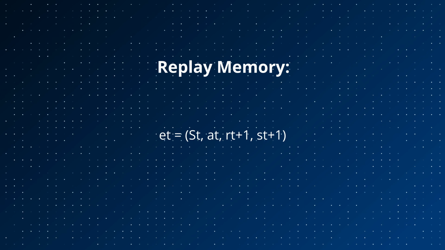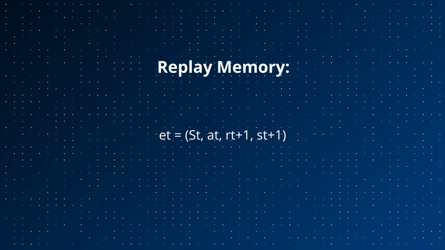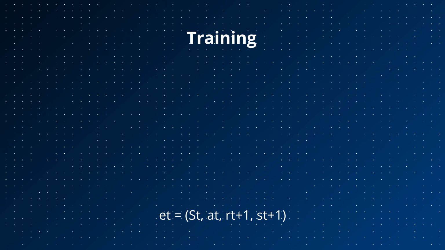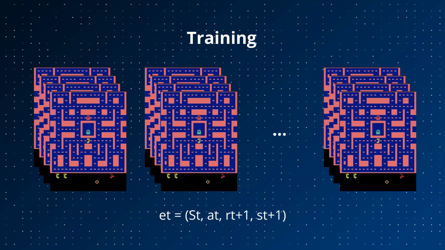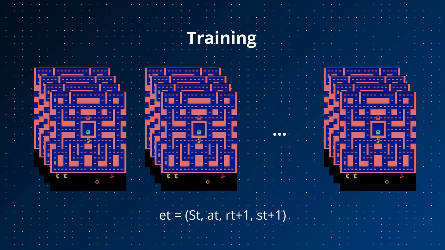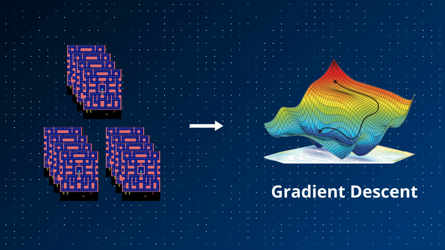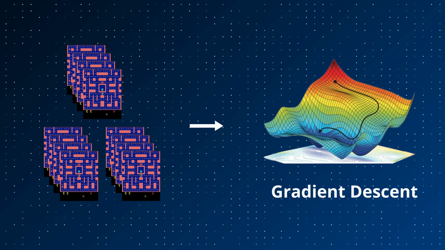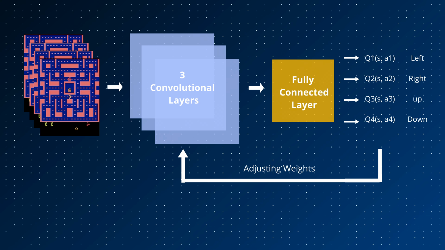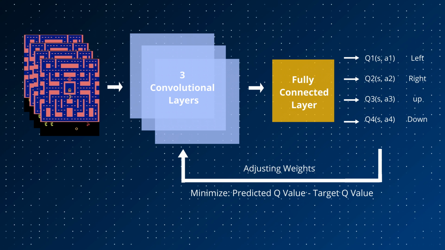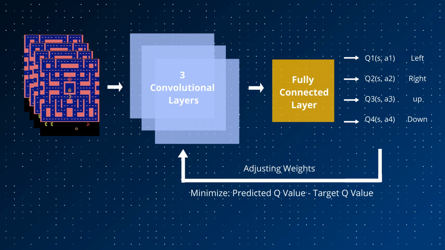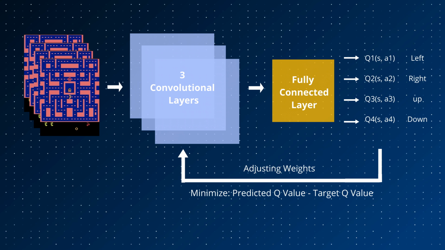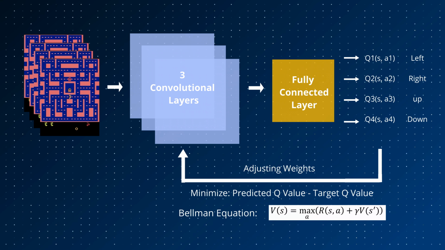Once we have accumulated sufficient experiences in the replay memory, we transition to the training phase. Here, we randomly select a small batch of these experience tuples from the replay memory. The agent then learns from this batch using a gradient descent update step. This involves adjusting the neural network's weights to minimize the difference between the predicted Q values and the target Q values, calculated based on the Bellman equation.